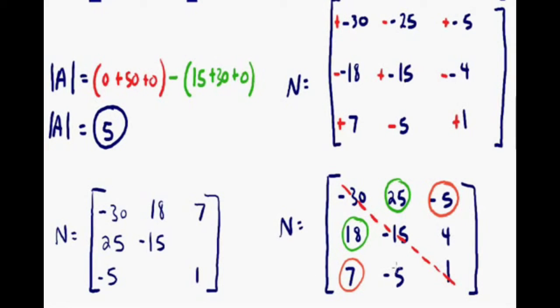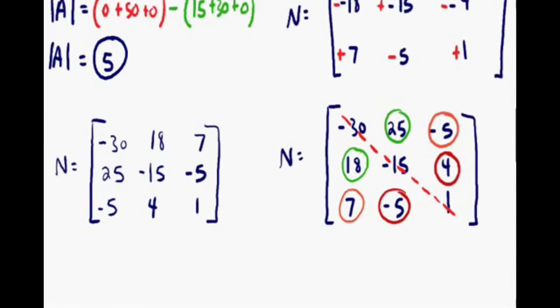And I think you get the idea by now. If we reflect these numbers across the red diagonal, the negative 5 and the positive 4 are going to switch places. So the positive 4 is going to go where the negative 5 used to be, and the negative 5 is going to go where the positive 4 used to be. So now we have completely found our new matrix N. And the nice thing about this matrix is that it allows us to find the inverse of our matrix A quite easily. So I'm just going to scroll down a little bit just to give myself a little bit more space.